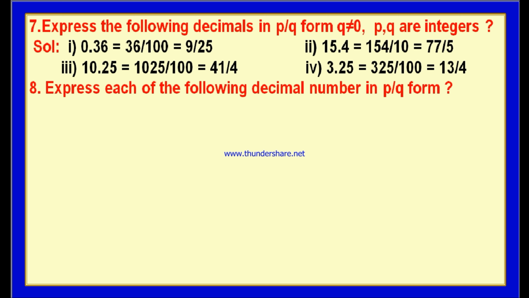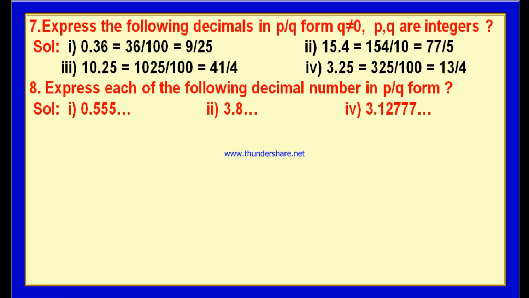Now question number 8. Express each of the following decimal numbers in P by Q form. First is 0.5 recurring, then 3.8 recurring and 3.127 recurring. These are 3 decimal numbers which are non-terminating recurring decimals, and we have to convert them into P by Q form. You observe this procedure.